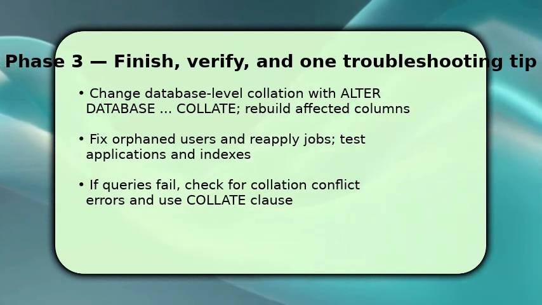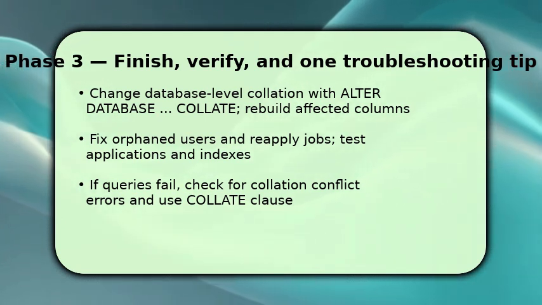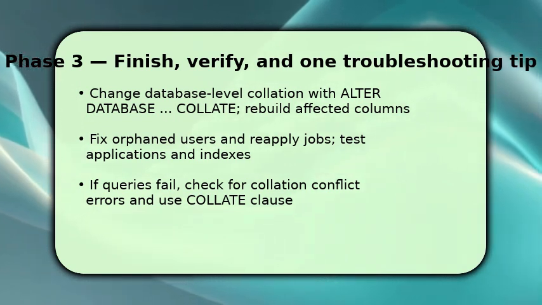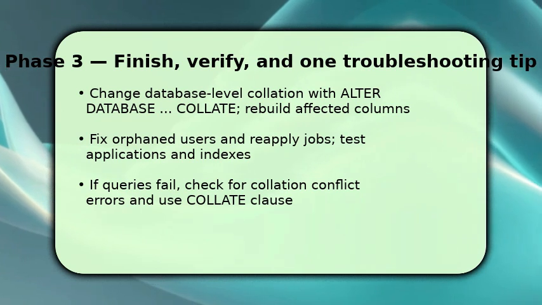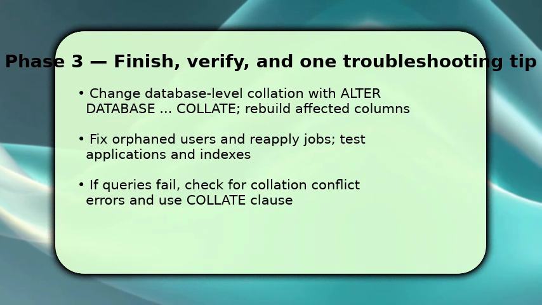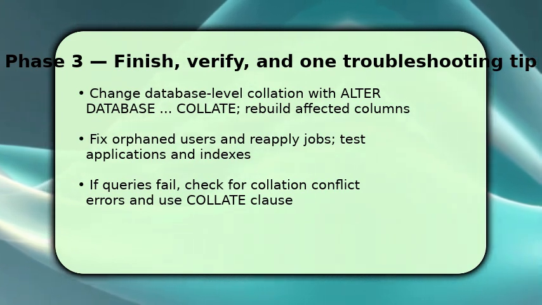If something goes wrong, like collation conflict errors, use the COLLATE clause in queries to resolve mismatches, recheck object-level collations, and restore a backup if necessary. If service startup fails, review error logs and ensure the rebuild steps completed without permission issues.